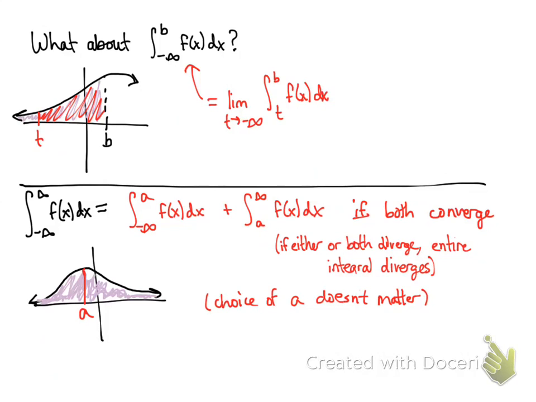I want to point out that where we choose to break it at a, I've marked there, it doesn't matter. You can let a equal 0, you can let a equal 1,000,000, anywhere that's convenient. It should not affect the final answer.